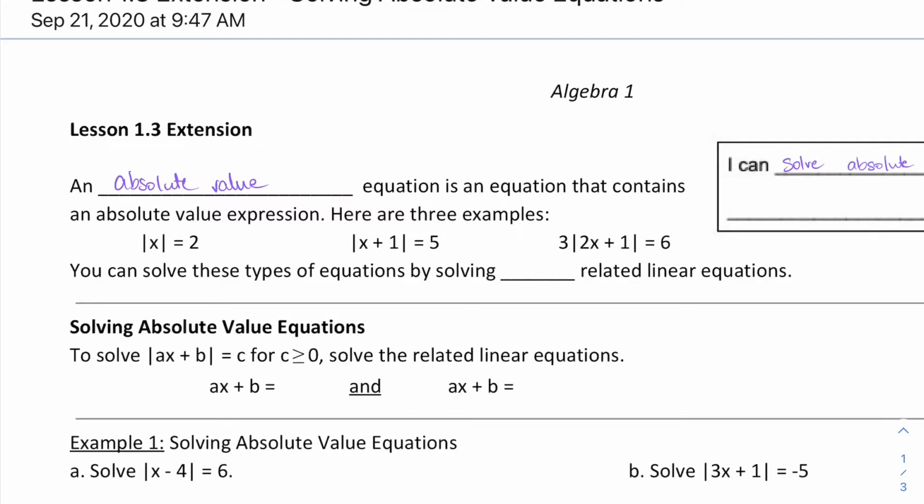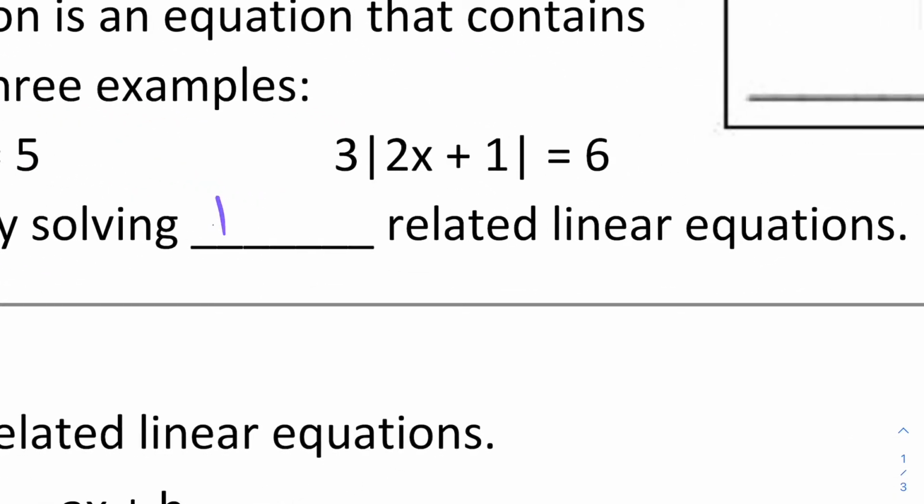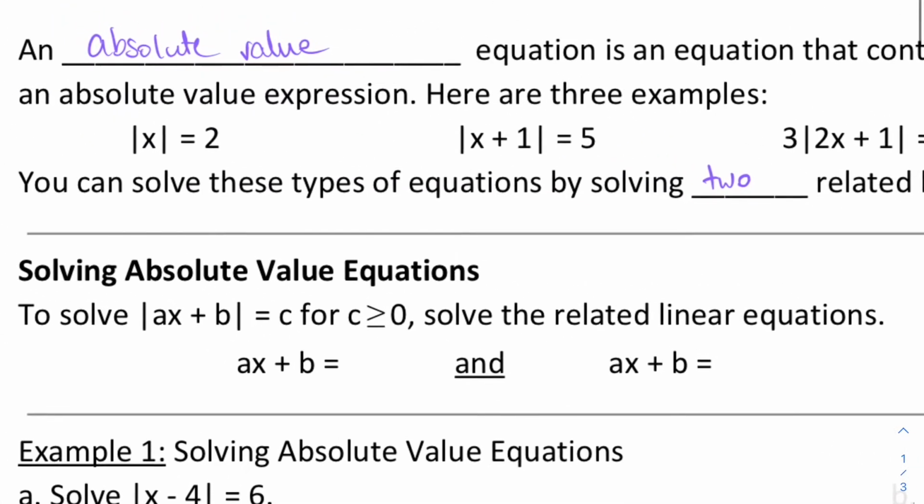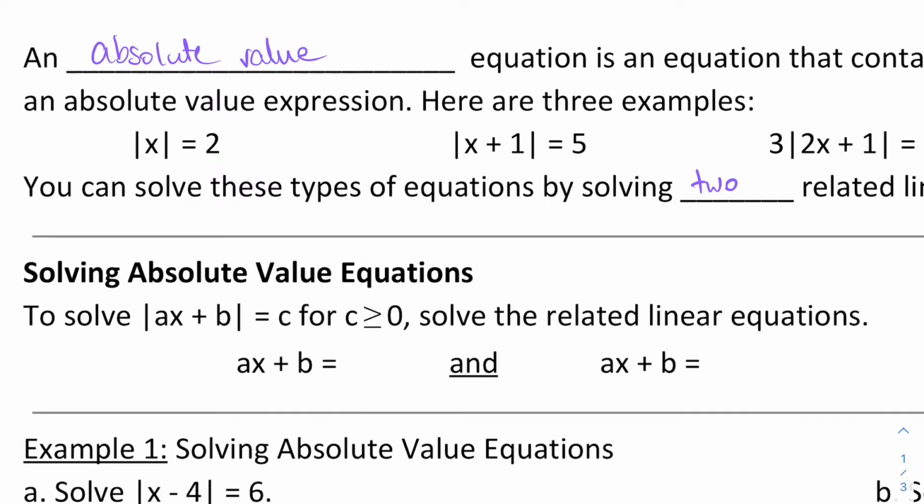So you can solve these types of equations by solving two related linear equations. So this is where it gets a little interesting, it's a little tricky, and we'll walk through this now. So to solve an absolute value equation, here's how you solve it. You have ax plus b is equal to c, and you have ax plus b equals negative c. So that's why it's a little interesting when it gets to this part. What do I mean c and negative c? What does all of this mean?